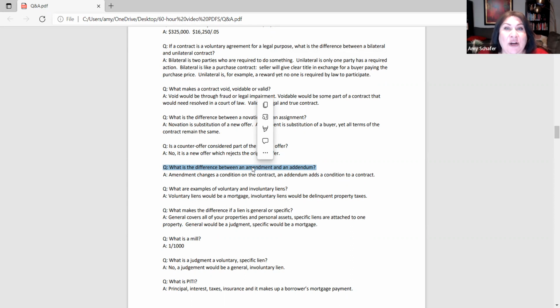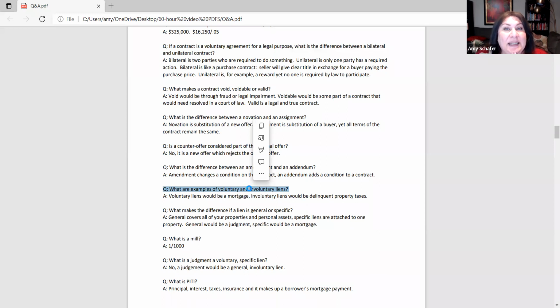Voluntary and involuntary liens. We maybe didn't spend a lot of time on this, but we did talk a lot about general and specific liens. General liens are things that you just get for being you. Judgments, alimony, child support. A specific lien is going to be a mortgage, utility, or a mechanic's lien, which would be put in place by someone that you had parts and labor done.